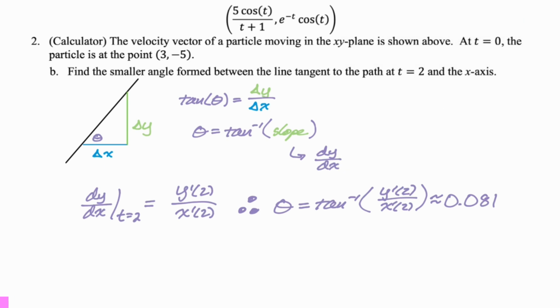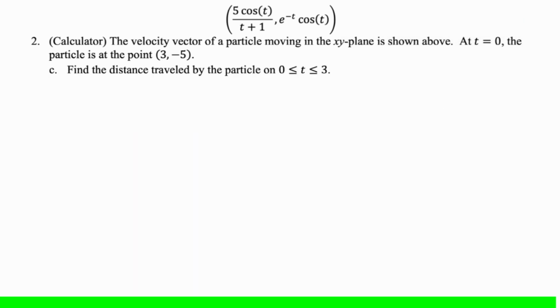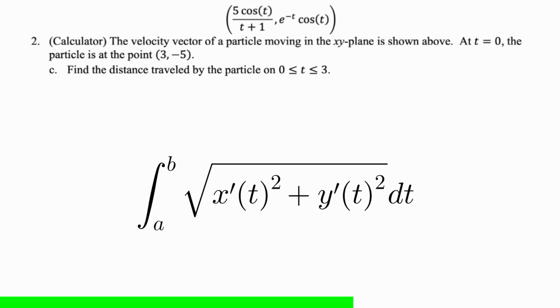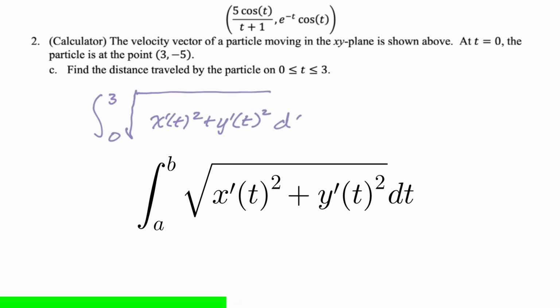All right, let's take a look at part C of this thing. Find the distance traveled by the particle on 0 to 3. This is super straightforward. You're asked this question a ton. If you're dealing with parametrics, you're almost certainly at some point, on a free response question at least, going to be asked for distance traveled. So we know that that's going to be the integral of the magnitude of velocity, or the integral of speed. Those are equivalent things. So we've got the integral from 0 to 3 of the square root of x prime squared plus y prime squared, dt.